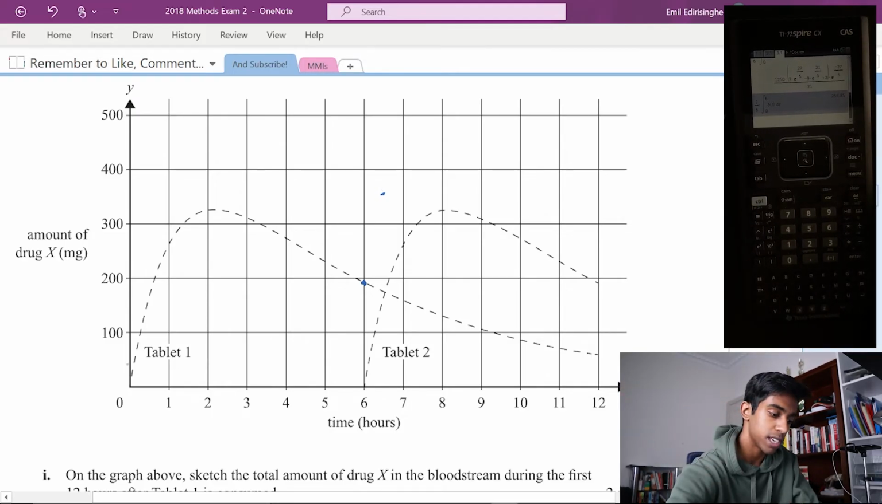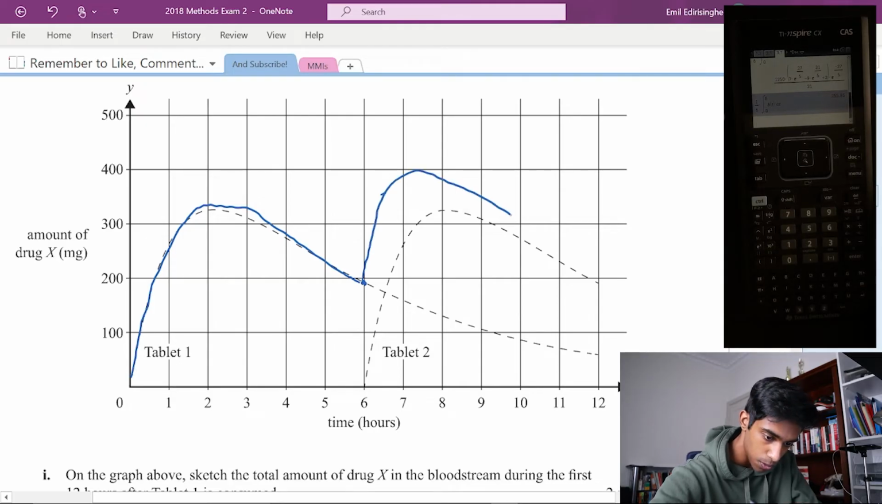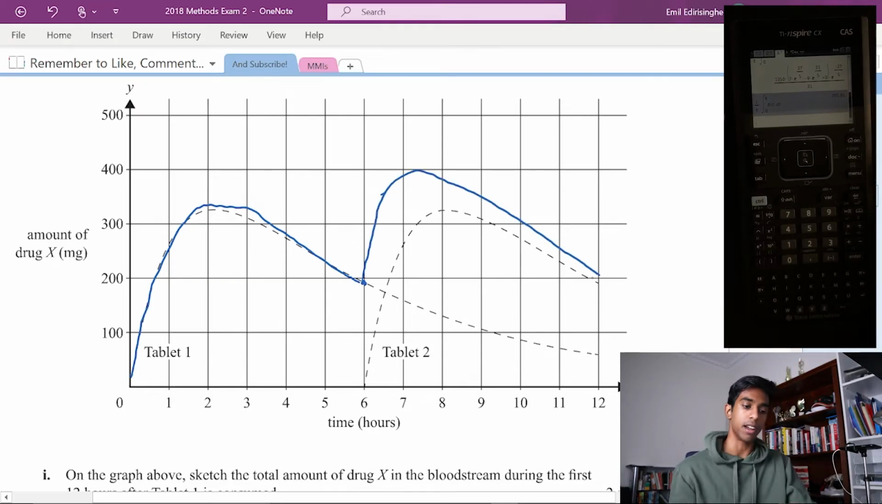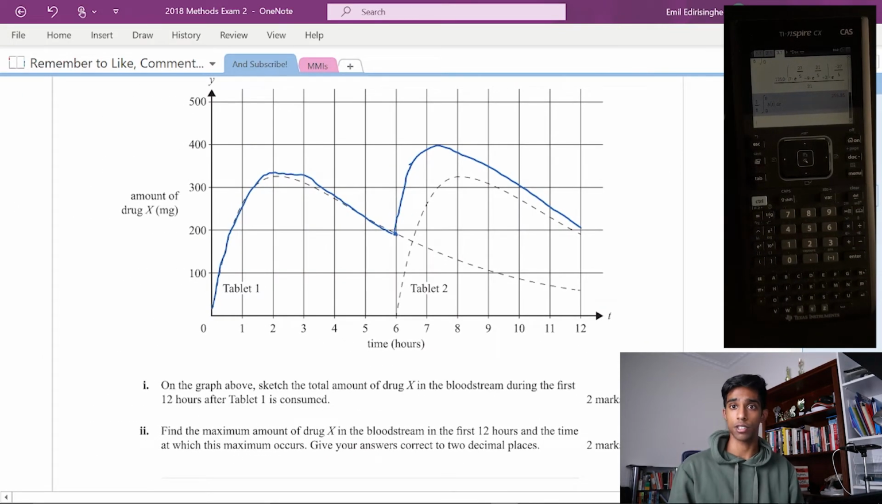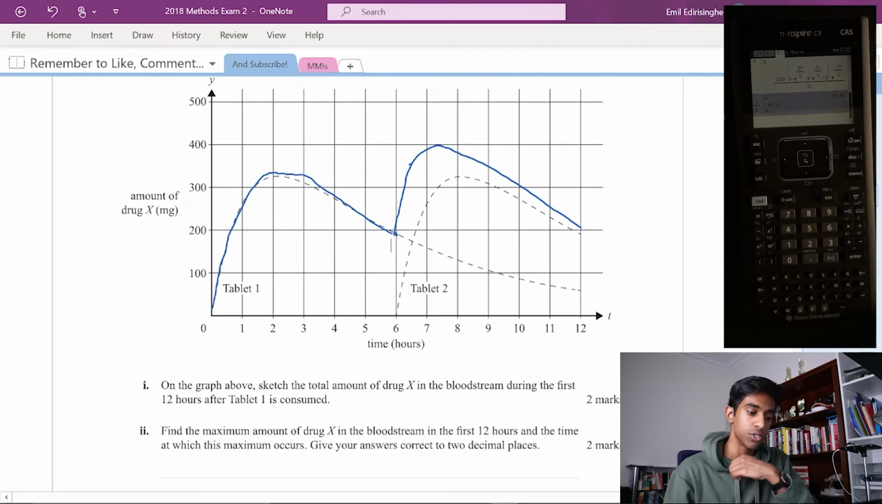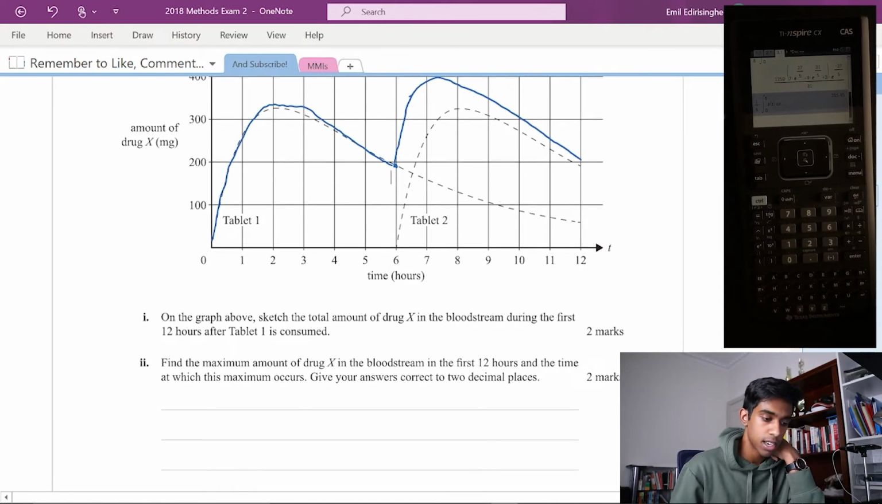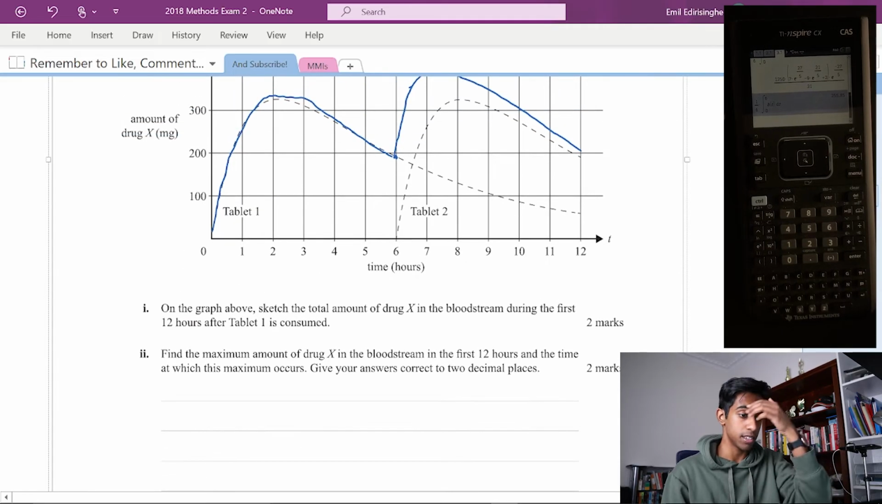So it will follow tablet 1 for the first bit. And then it will shoot upwards. And then it will sort of follow that part of the graph. So that's just a simple addition of functions, and that's how you would graph that. So now we're looking to find the maximum amount of the drug in the bloodstream in the first 12 hours and the time at which the maximum occurs.